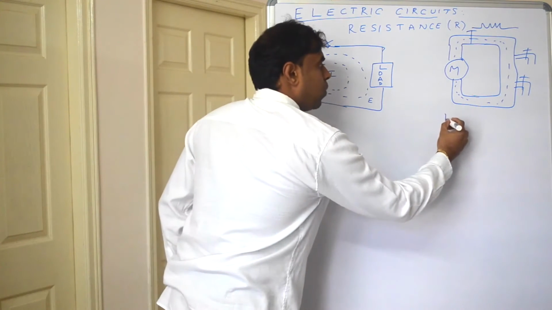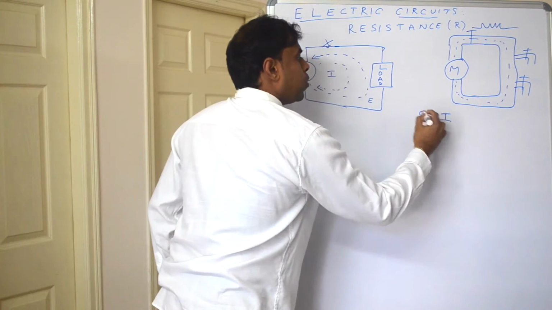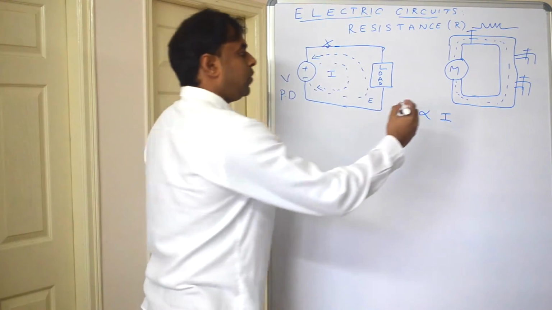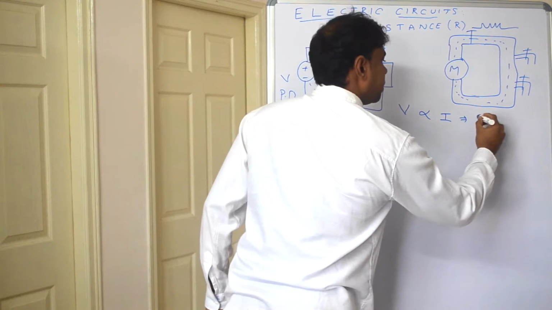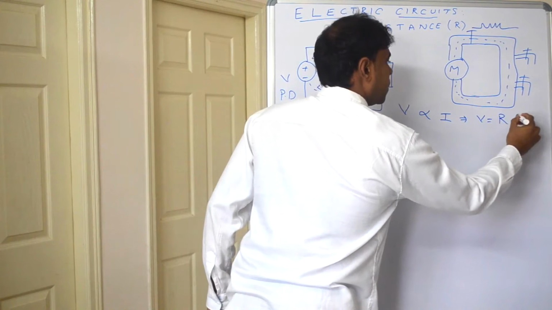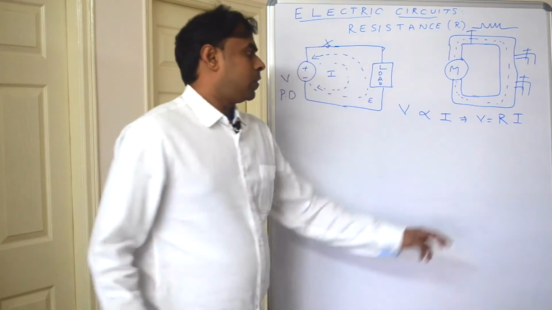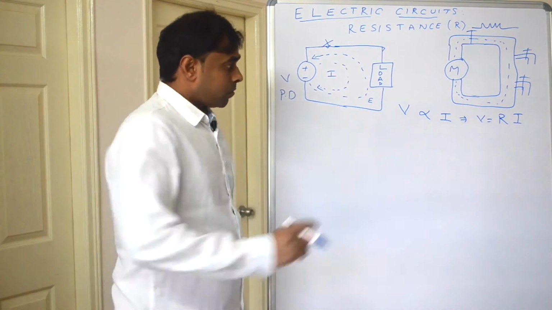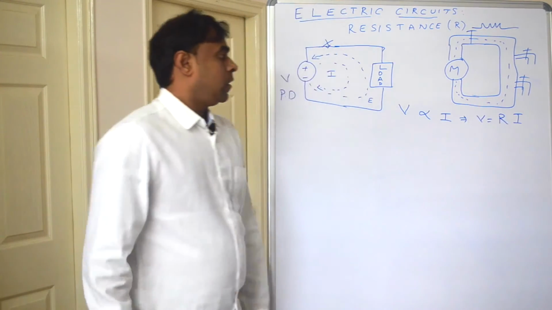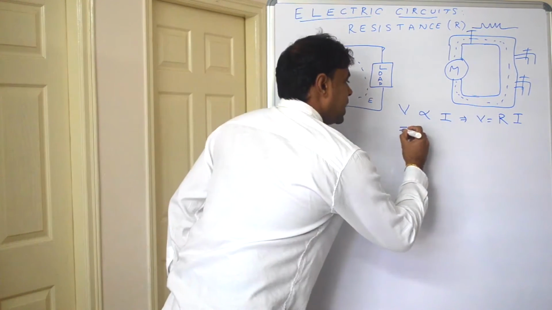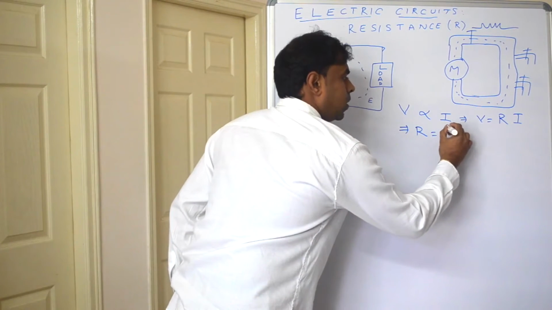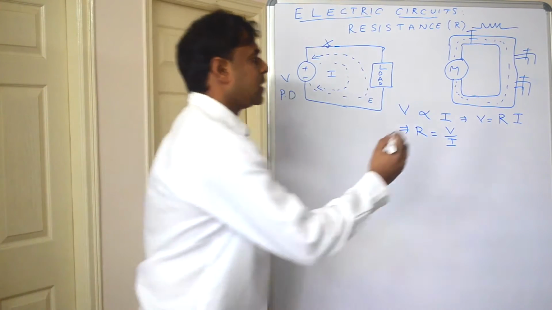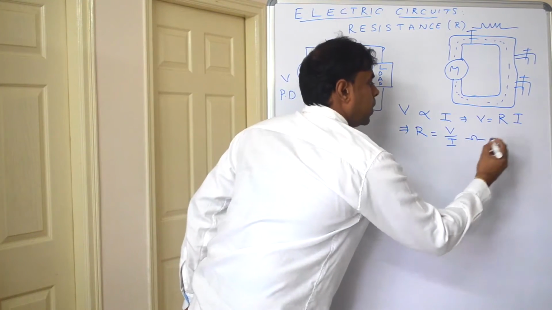The amount of current flowing in this circuit is directly proportional to the potential difference applied across the circuit. If you apply the constant of proportionality, the resistance R is nothing but the constant of proportionality here. This is known as Ohm's law. That means resistance is nothing but voltage by current, which has units of ohm.